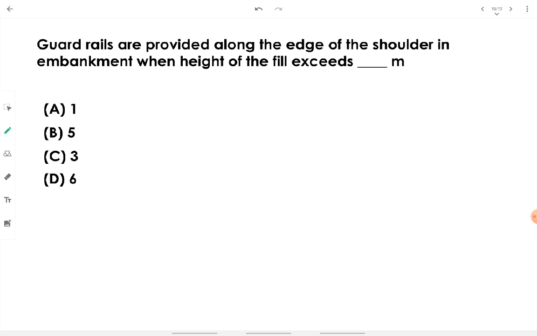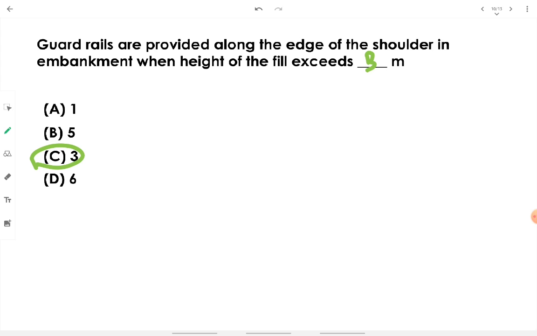Then, guardrails are provided along the edges of the shoulder in embankment when the height of the fill exceeds blank meter. Let's first see what the height is. 3 meter is the answer. Now let's see what guardrails are.